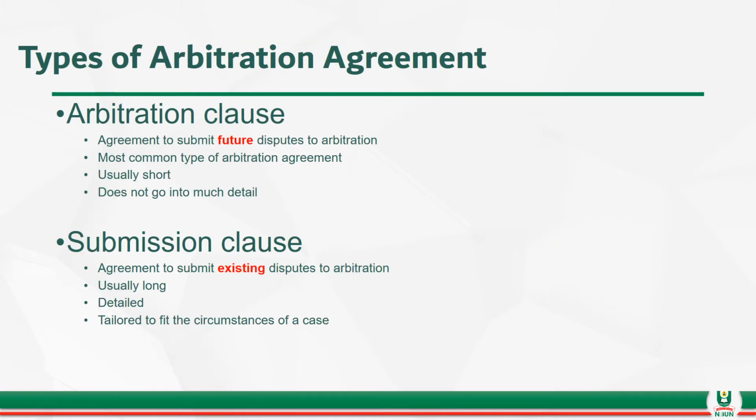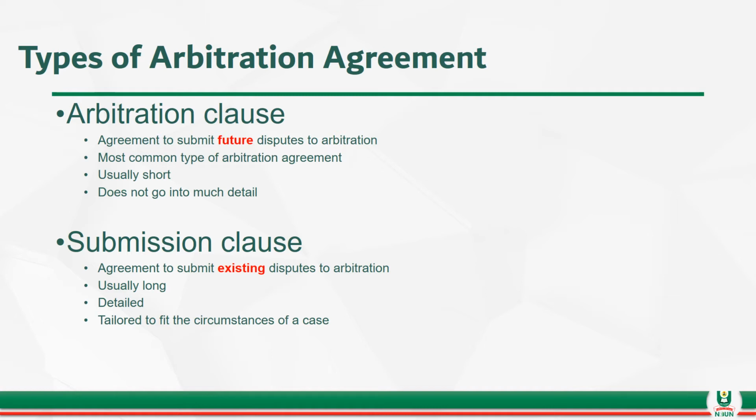Now we talk about present and future. So an arbitration clause speaks of future disputes, an agreement to submit future disputes to arbitration. That's the most common form of an arbitration agreement. It is usually very short, and it does not go into much detail because parties don't know what the nature of the dispute will be like, if ever they will arise.